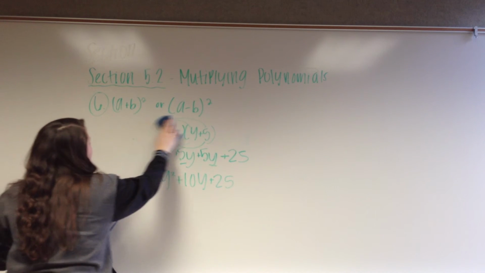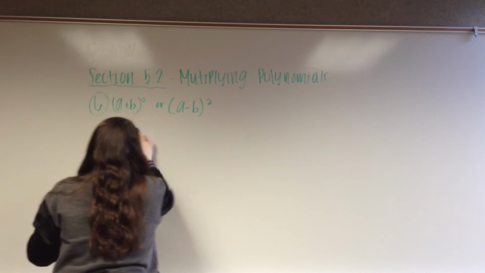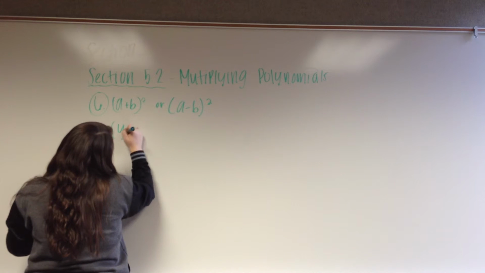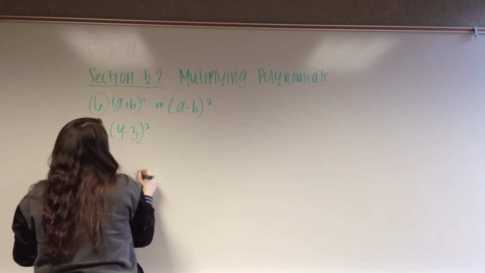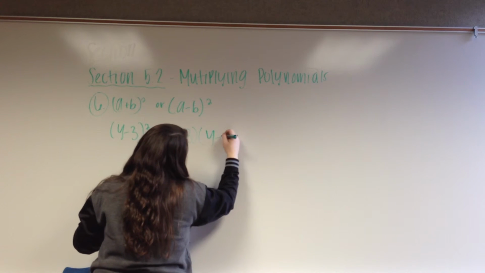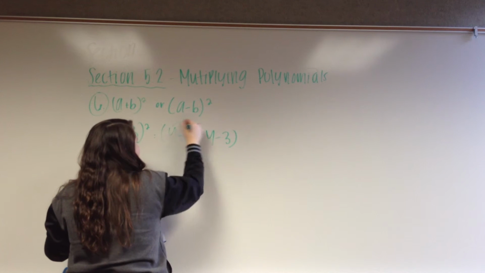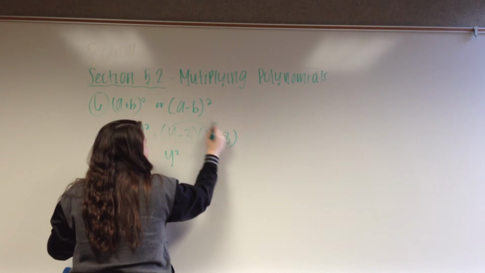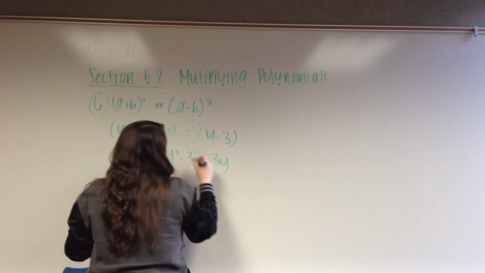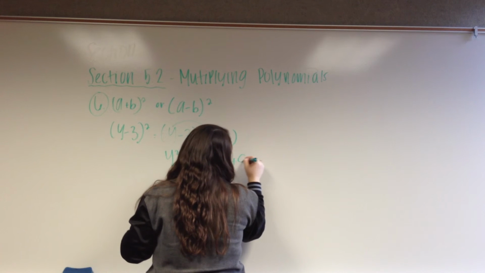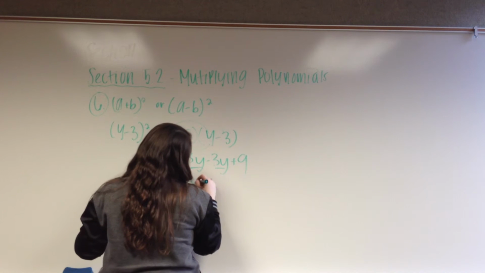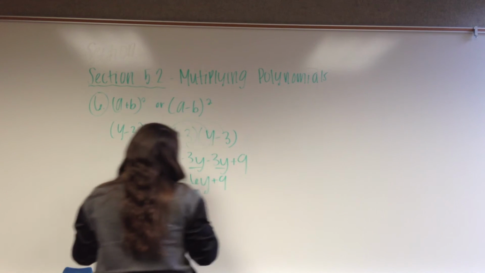Okay, now we can do a subtraction one like this one. We could do, let's see, y minus 3 squared. Doesn't really make a difference, you're just going to get a negative in the middle now. So y minus 3, y minus 3. Okay, now y times the y, you're going to get y squared. Y times the negative 3, negative 3y. Negative 3 times that y, and then negative 3 times negative 3, you're going to get a positive on the end. So, combine like terms, you get y squared minus 6y plus 9.